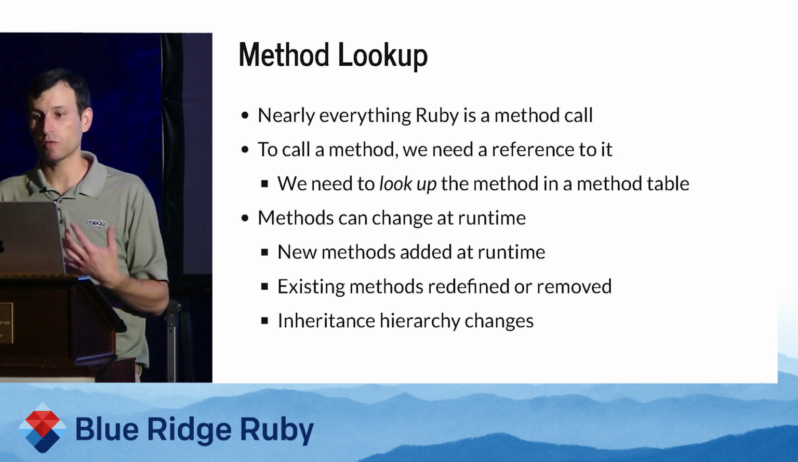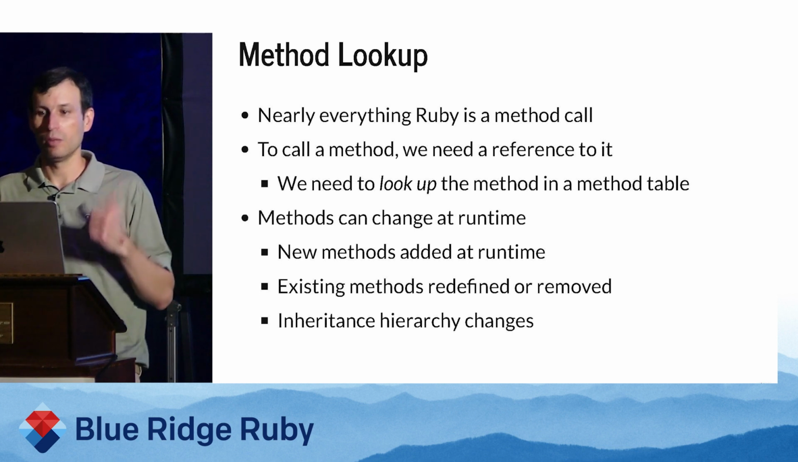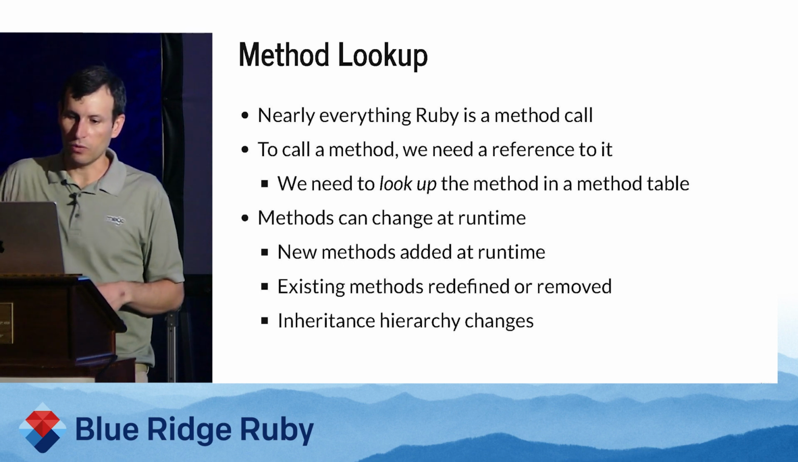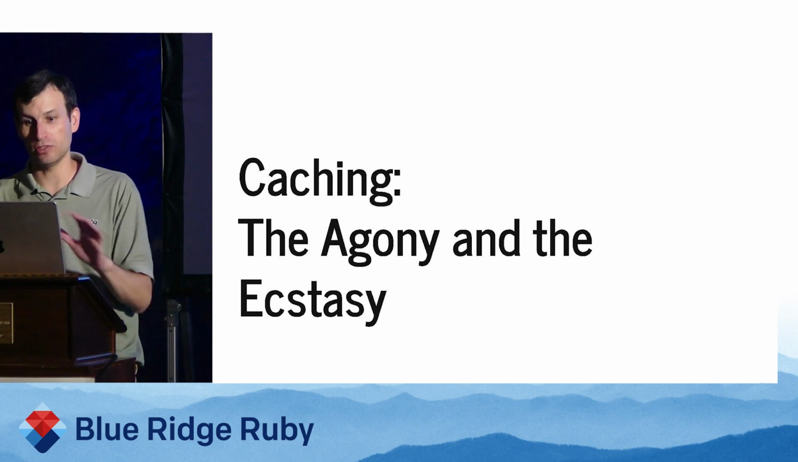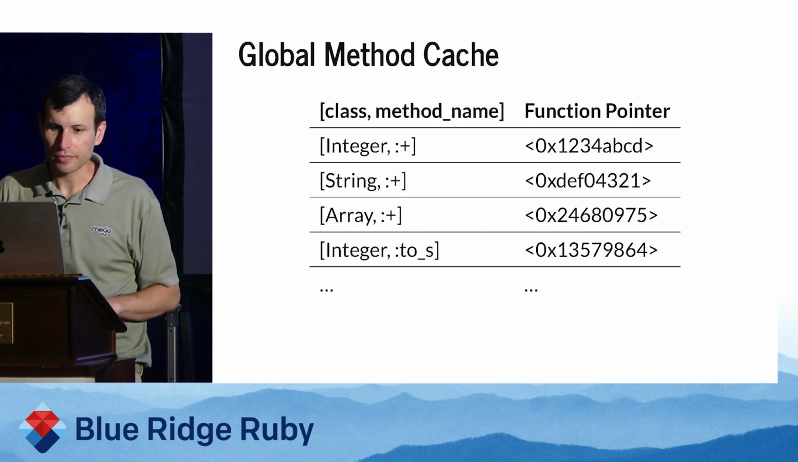So the conservative thing to do is to just do the full lookup all the time. But that is an expensive operation. So we introduce caching. Now this all happens inside the VM. You shouldn't be aware of it unless there's a pathological performance case.